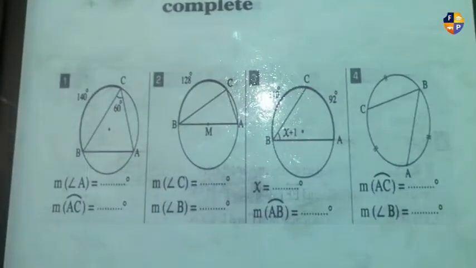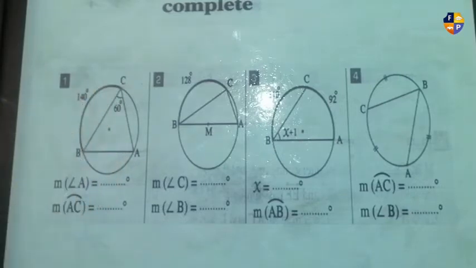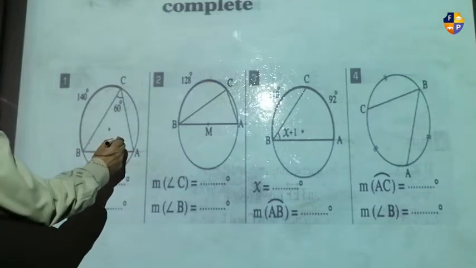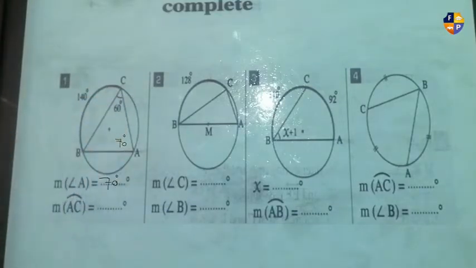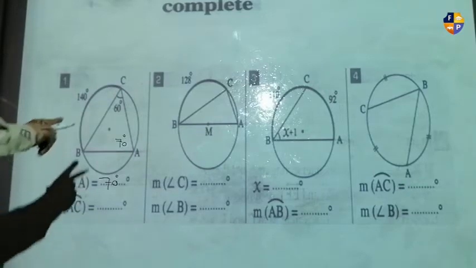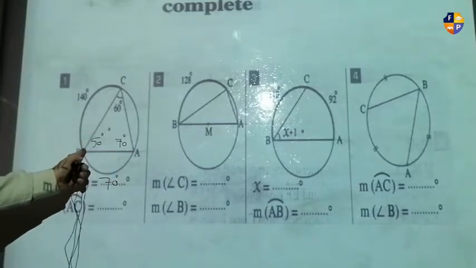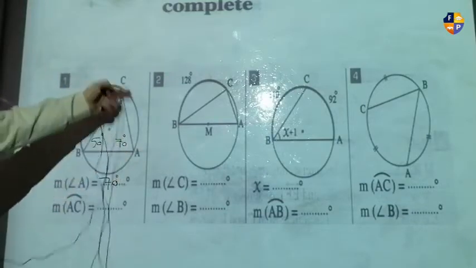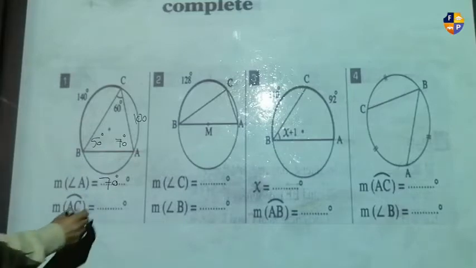Complete in these figures, okay? Find the measure of A. In the first figure, the measure of A is an inscribed angle on arc ABC, and the measure of arc BC equals 140. Then the measure of angle A equals 70 degrees. But in triangle ABC, the sum of the measures of the interior angles equals 180, so 60 plus 70 taken from 180, then the measure of B equals 50 degrees. But B is an inscribed angle subtended by AC. Then arc AC equals twice the inscribed angle, equal to 100 degrees.